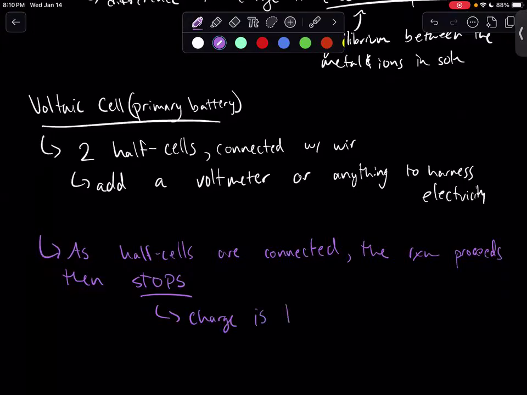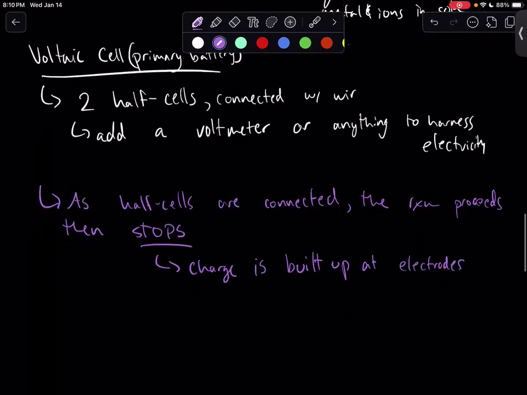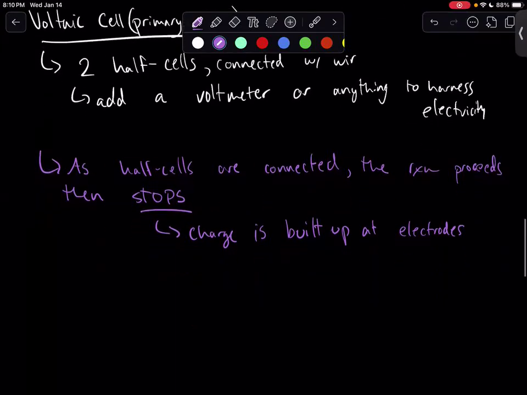Charge is built up at electrodes. Because if we are forcing electrons through, we are adding a bunch of electrons onto one side, and removing electrons from the other, creating an incredibly positive and incredibly negative electrode. So we need something to stop that.